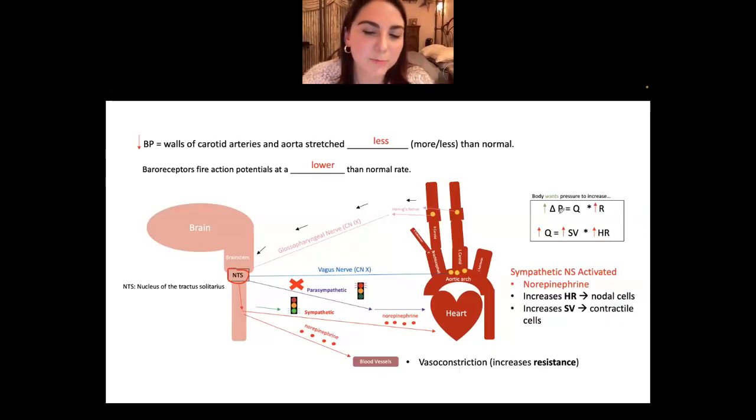So it's like, all right, let's play with blood flow and let's play with resistance. Playing with blood flow, it's going to increase your stroke volume and your heart rate. So norepinephrine, and we're going to talk about this with shock, but norepinephrine increases heart rate. It directly binds to your beta-1 receptors on the nodal cells, and it also helps to increase stroke volume. It binds to beta-1 receptors on the contractile cells. And again, we're going to talk about this later. It can also increase resistance.